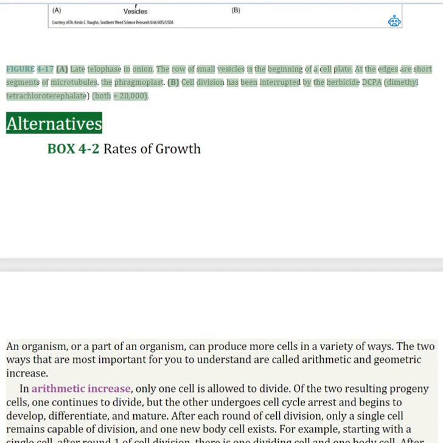Figure 4-17: late telophase in onion. The row of small vesicles is the beginning of a cell plate. At the edges are short segments of microtubules, the phragmoplast. Cell division has been interrupted by the herbicide DCPA.